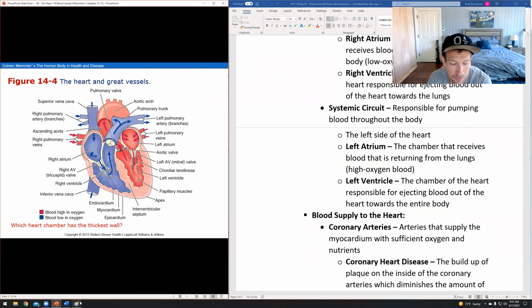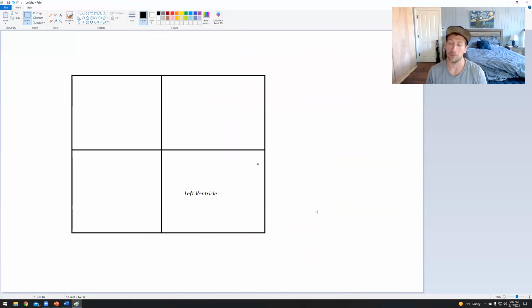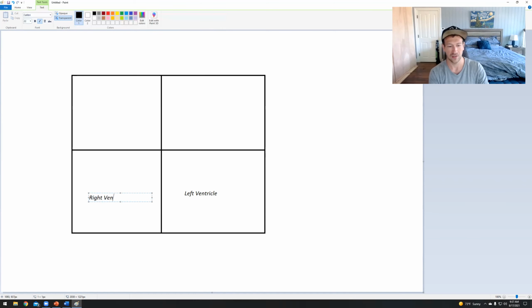So if you forget any of the chambers of the heart, try to remember the left ventricle, because then you can logic out the rest of the heart. You're like, okay, what's the opposite of left? The opposite of left is going to be right, and I need to have two ventricles because I need to pump blood in opposite directions. So that means the other chamber is going to be the right ventricle.